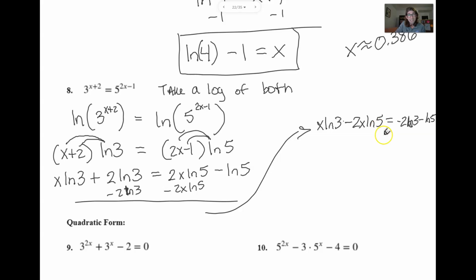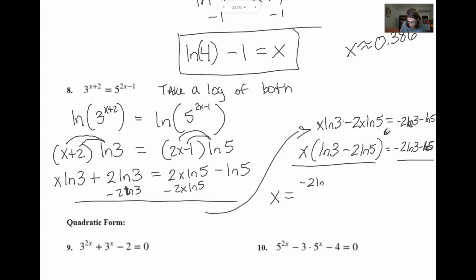Everything on the left-hand side now has an x, so we're going to factor it out. So we get x times the quantity ln of 3 minus 2 ln of 5. That is equal to negative 2 ln of 3 minus ln of 5. And then to get x by itself, we can divide by all that junk to get our final answer of negative 2 times the ln of 3 minus ln of 5 over ln of 3 minus 2 ln of 5.